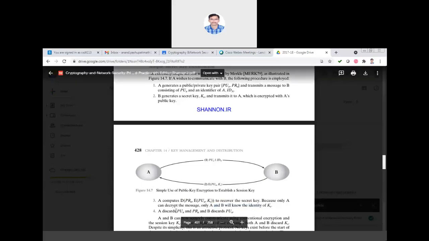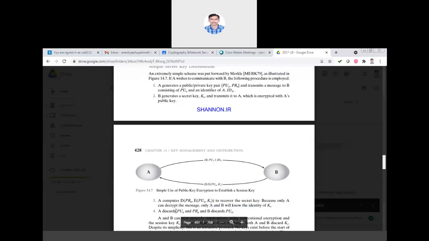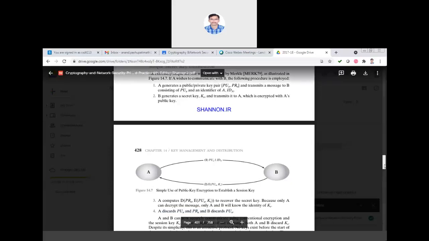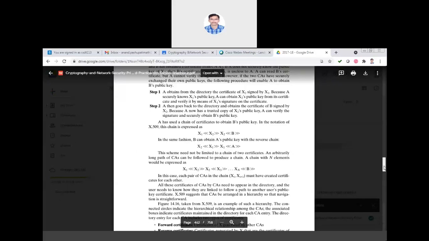Once the secret key has been shared between A and B, A discards his public key and private key, and B discards the public key of A which he got in the previous step. So A discards PUA and PRA, and B discards PUA once they have established the secret key sharing between them. Using that they can communicate further.